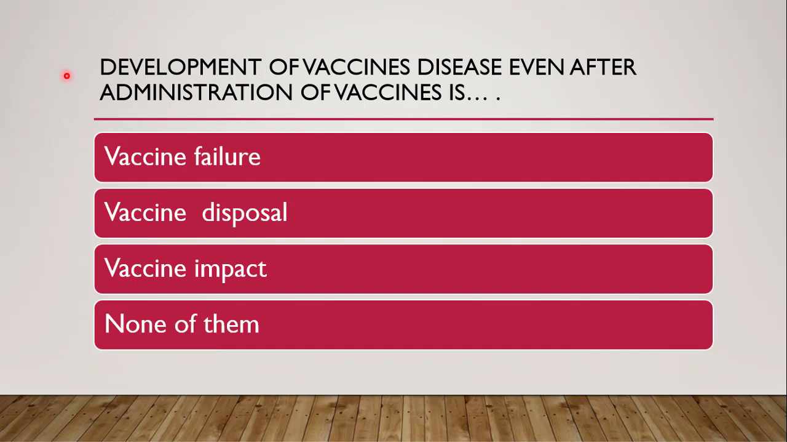Next question is, development of vaccine disease even after the administration of vaccine is called as what? Whether it is vaccine failure, vaccine disposal, vaccine impact or none of them. The correct answer is vaccine failure. Vaccine failure is nothing but development of a disease even after the administration of vaccine. So, this development of disease leads to the failure of a vaccine.